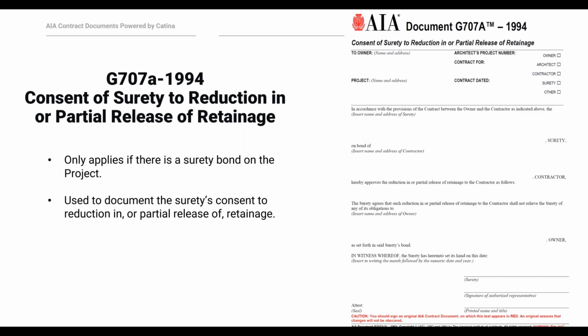It may be a condition of the surety bond to get the surety's consent to reduce or release retainage on the project. Neither the owner nor the contractor really wants to be in the position of giving the surety grounds to avoid obligations that they would otherwise have under the applicable bonds by not getting the proper consent executed.